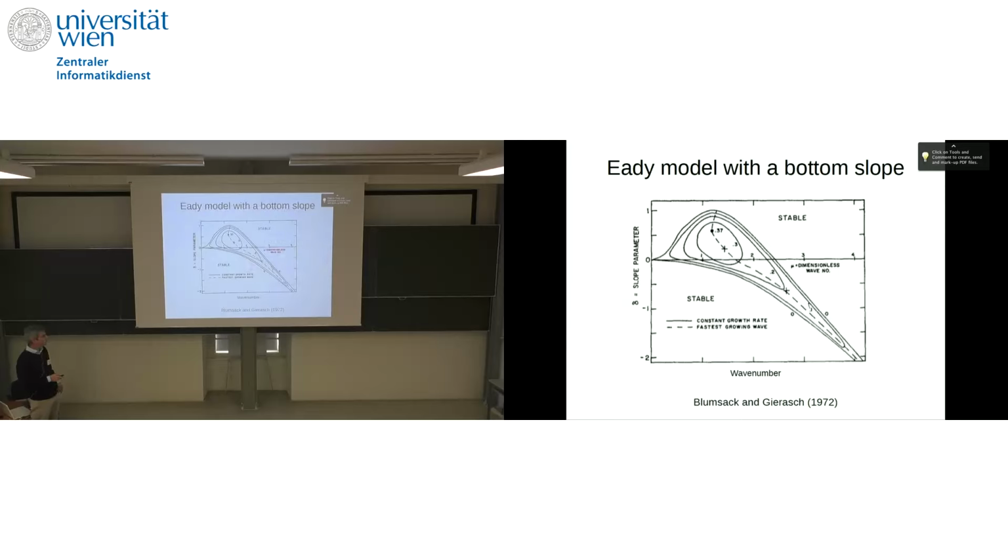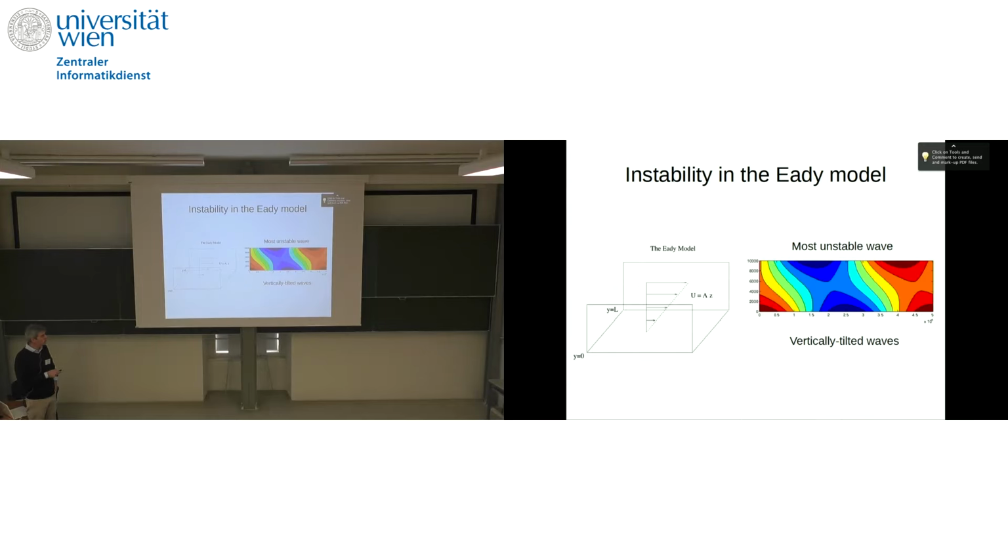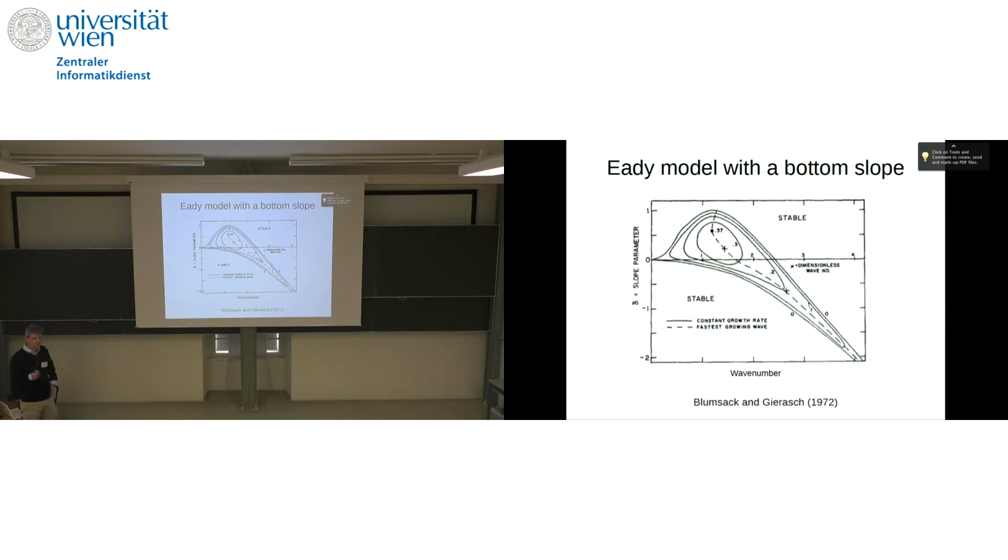All right, I'm going to show some curves which look like this. This goes back to the paper by Blumsack and Gierasch. They took the Eady model and put a slope on the bottom. Interestingly, the application they had in mind was Mars, because they were interested in the Martian atmosphere. In the Martian atmosphere you have mountain ranges, and the winds were blowing over the mountains, so they were asking what the mountains do to this instability. This paper has become very influential in coastal oceanography, right?